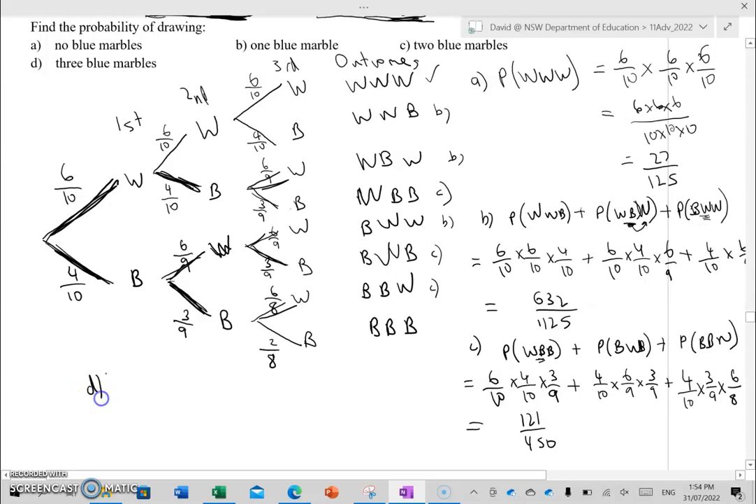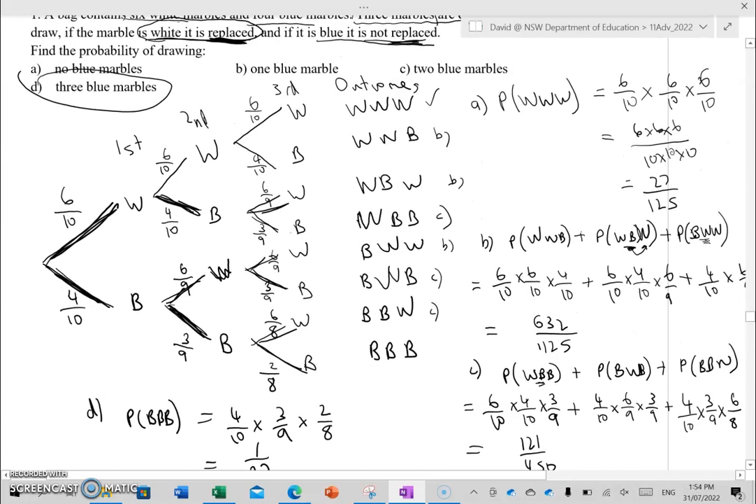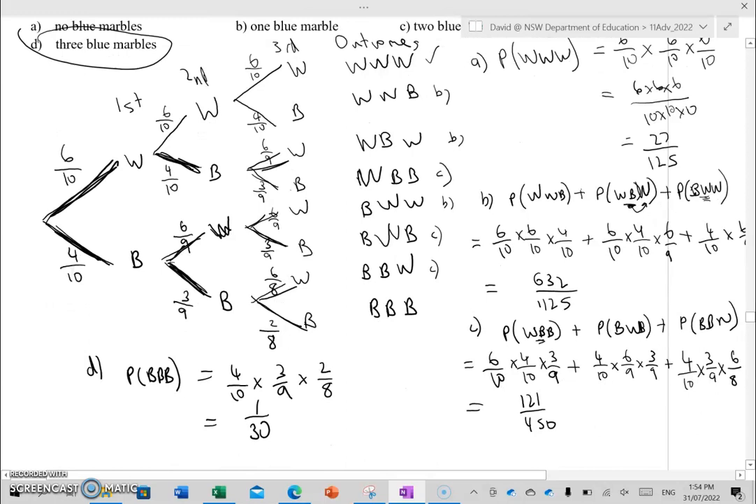Okay, part D says 3 blues, so probability of blue, blue, blue. Okay, you can just have a look. B, B, B, that's the last option there. Only one way of doing it. All of them have to be blue. And because we're not replacing when we select the blue, we can see it goes down by 1 each time, and the total goes down by 1 each time, and we get 1 out of 30. Okay. So that was that one. That was an interesting one, where we had replacement mixed with not replacing.